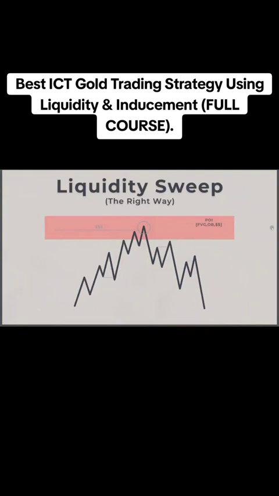So, starting with liquidity sweep the right way. Because our setup and the whole strategy is based on liquidity sweep, we need to really understand the real liquidity sweep. We want to avoid the mistakes that other people make, especially beginners, and we want to learn the right way.